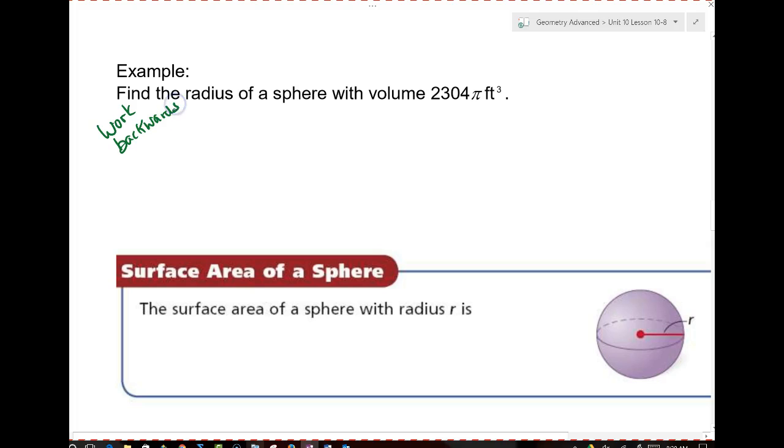So let's do it. Let's work backwards. Our volume formula is going to be 4 pi r cubed over 3. So our volume is 2,304 pi equals 4 pi r cubed over 3. Guys, we're going to do the same process that we did earlier. In fact, I'm going to move this over so I have a little more space.